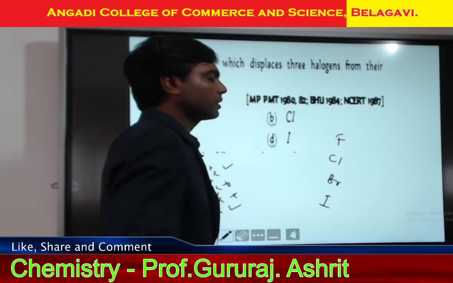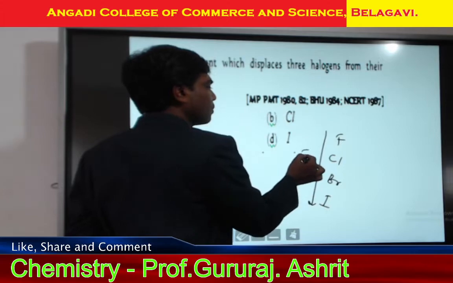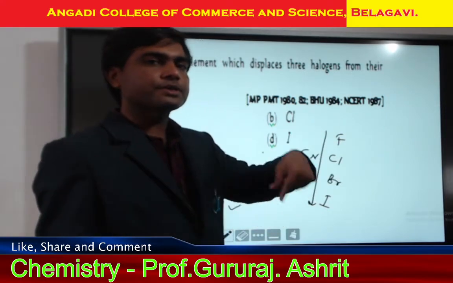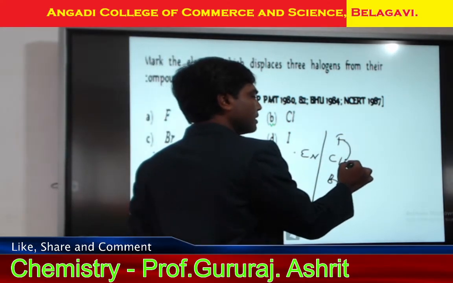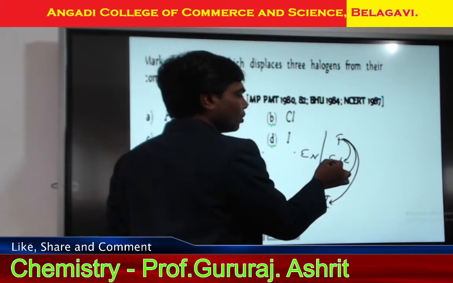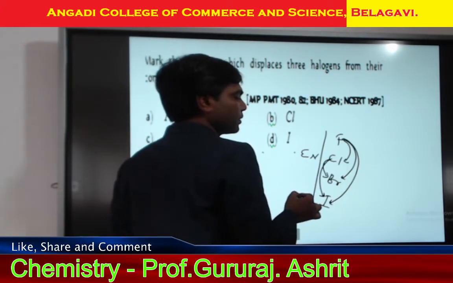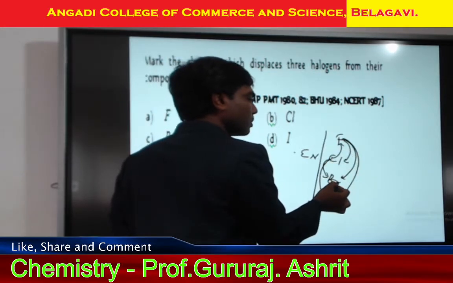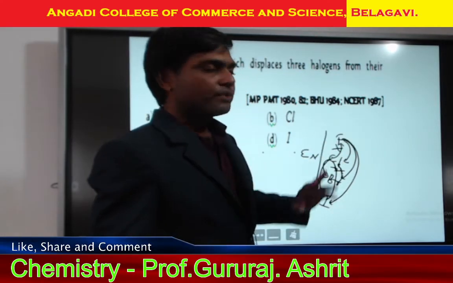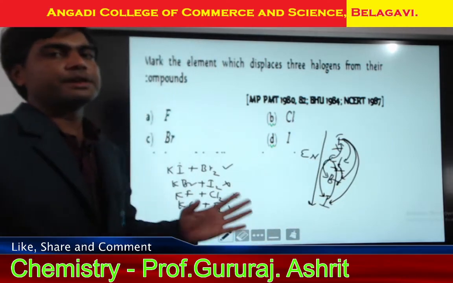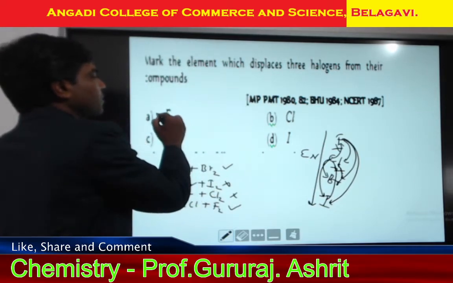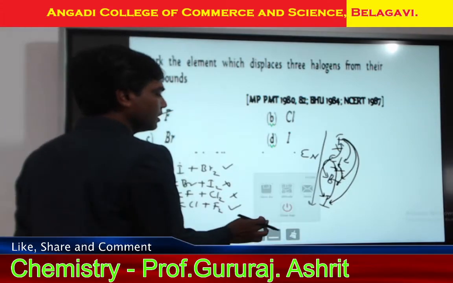F, Cl, Br, I: 4 halogens, down the group electronegativity goes on decreasing. And whichever is more electronegative can displace the elements below it. Fluorine can displace chlorine, bromine and iodine. Chlorine can displace bromine and iodine, but bromine can't displace chlorine, and iodine cannot displace chlorine. Bottom elements will not displace the elements above, but upper elements can displace the ones below. Therefore, for the question of which displaces, the answer is chlorine. It can displace all the elements.